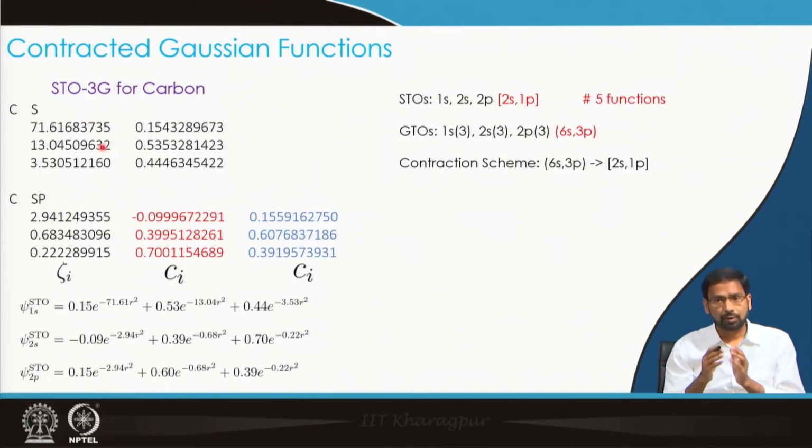Now, one thing that you would notice here is that if I had used Slater type orbitals, I would have taken only 5 functions.